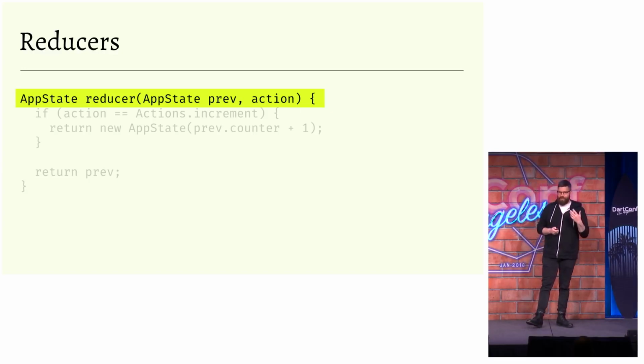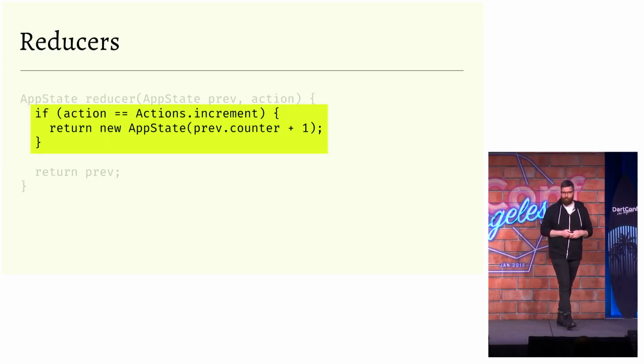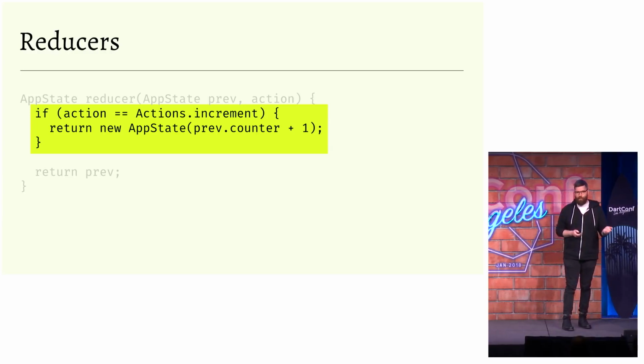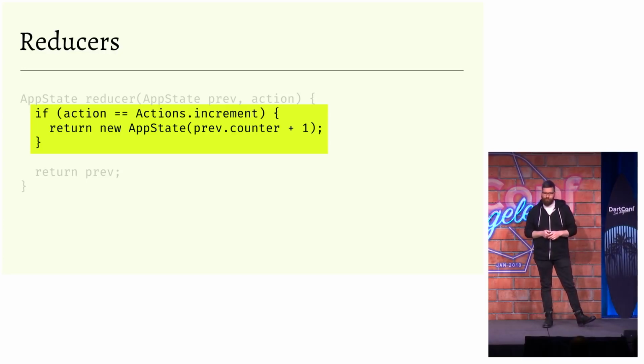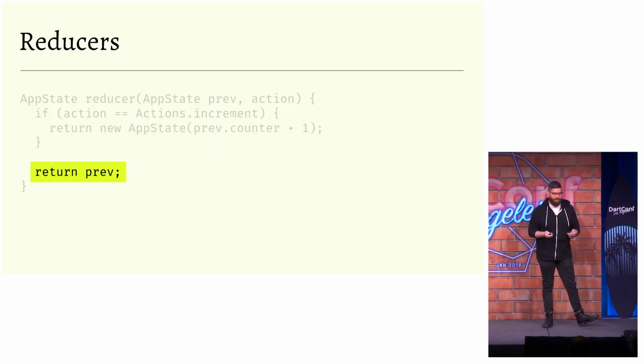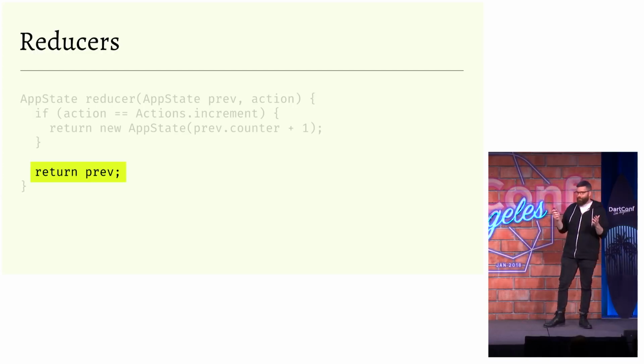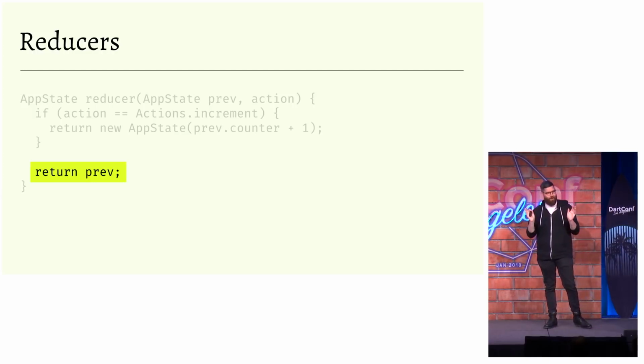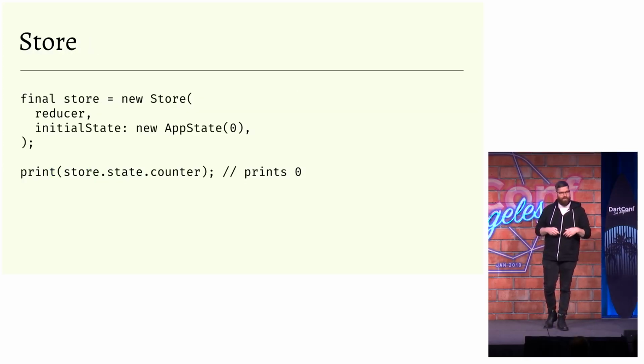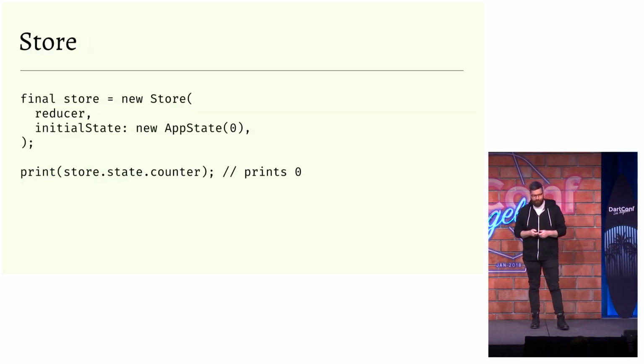So in our case, once again, because this is a simple application, we'll just say, hey, if the action that was dispatched was an increment action, we'll want to return a new version of the app state and increment the counter while we do so. If we don't know how to handle the action, like some joker's just dispatching some crazy actions, we'll just return the previous state. No harm, no foul. And then we tie all this together with the store.